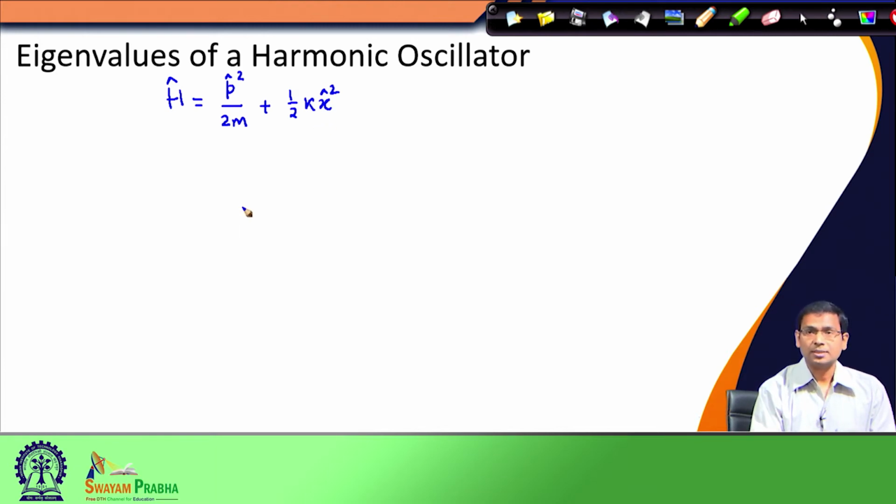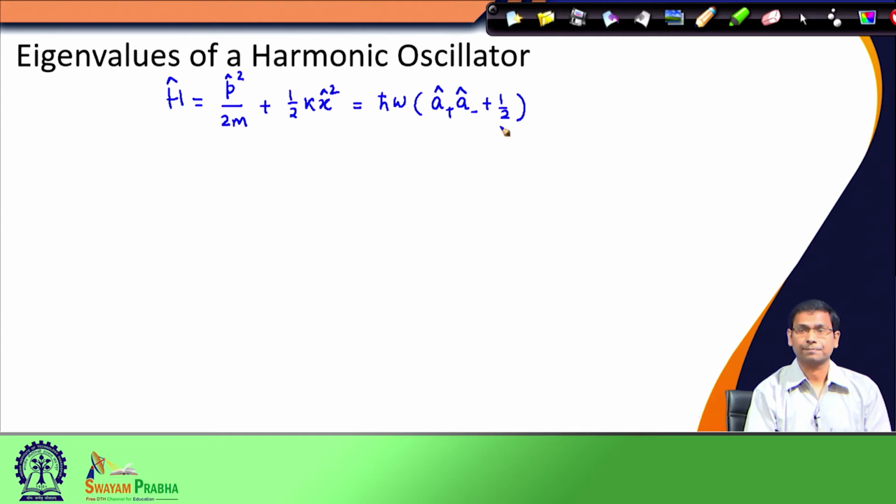We also discussed that instead of using the linear momentum and the position operator, we can express these two operators in terms of two new operators that we call step up or step down operators, and we can express this Hamiltonian as h bar omega (a plus a minus plus half), where a plus is the step up operator and a minus is the step down operator. So, this is the new form of the Hamiltonian operator that we had been dealing with.